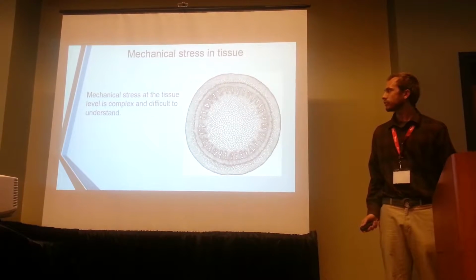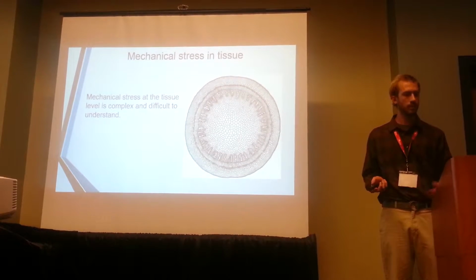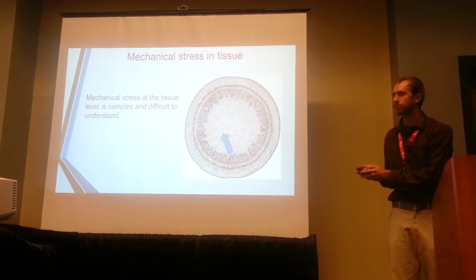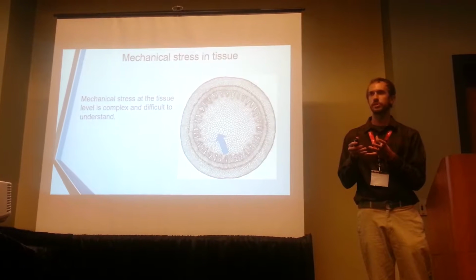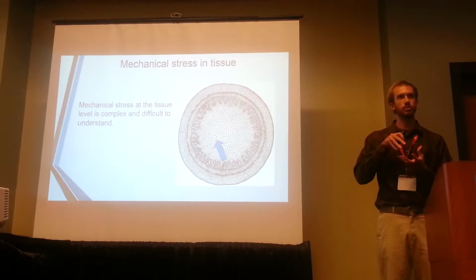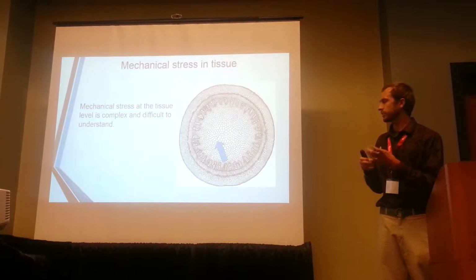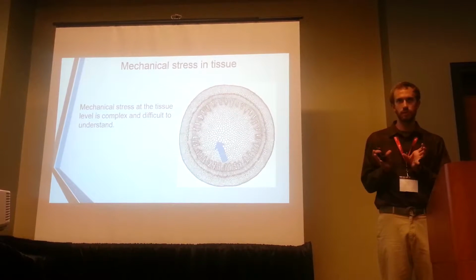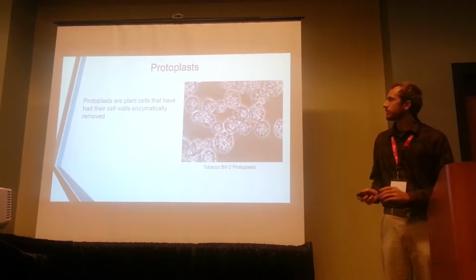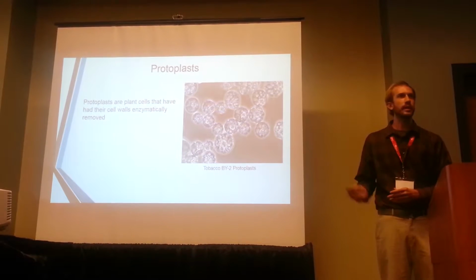Unfortunately, mechanical stress at the tissue level is complex and difficult to understand. If we're to pick out an individual cell and try to understand what forces it's being subjected to, it's influenced by both its own cell walls, its own geometry, and also the cell walls of the cells that are surrounding it. So one way to begin to tease apart these variables is to isolate plant protoplasts.